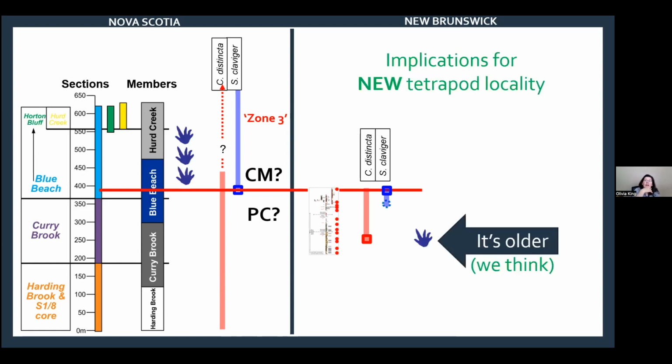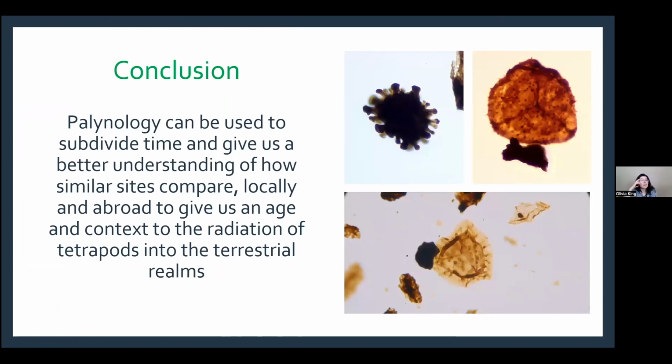And what this is really looking at is that our tetrapod location, which comes from the lower portion of our section, we think might actually be older than the tetrapods that we see in Nova Scotia at Horton Bluff, which is a major site. So it tells us something about the age of these rocks, but also how they fit into the context of other sites. So in conclusion, palynology can be used to subdivide time and give us a better understanding of how similar sites compare locally and abroad, and give us age and context of the radiation of tetrapods into the terrestrial realms.